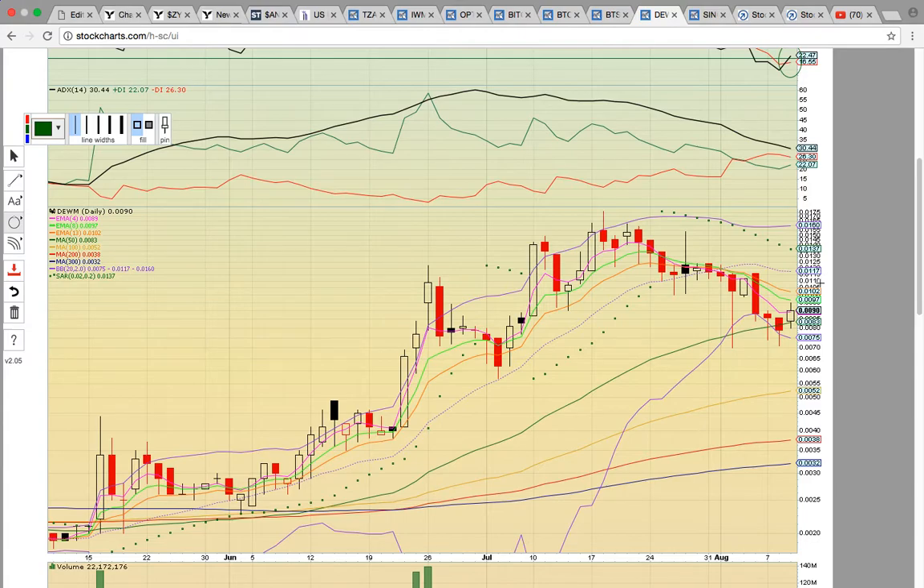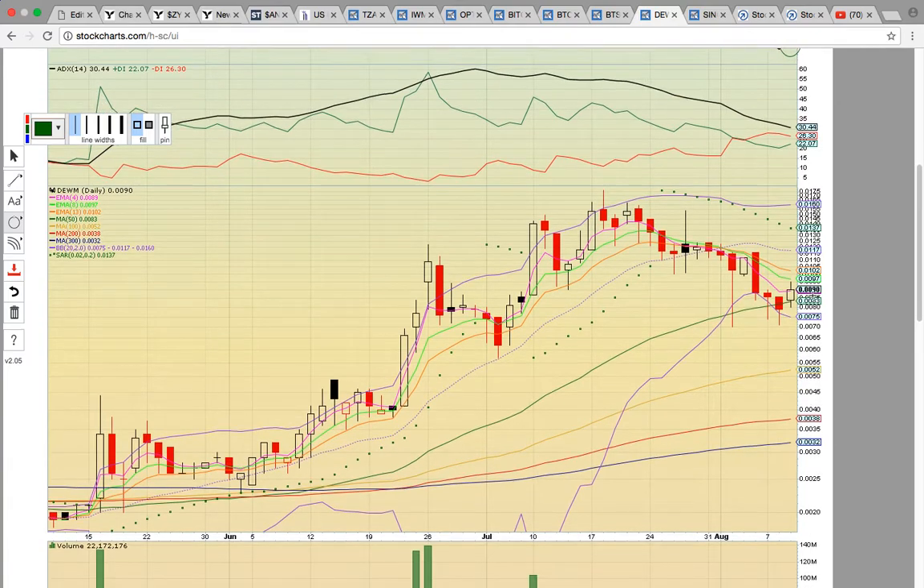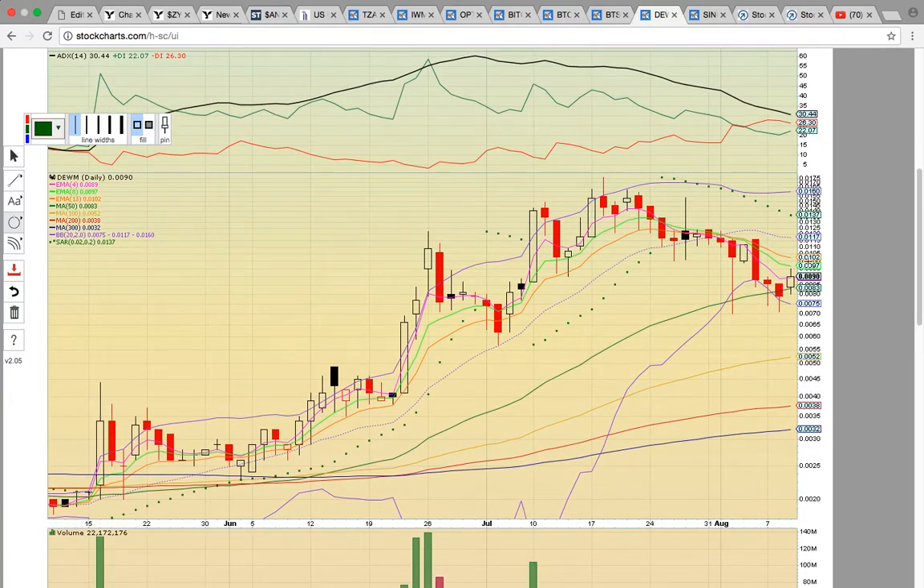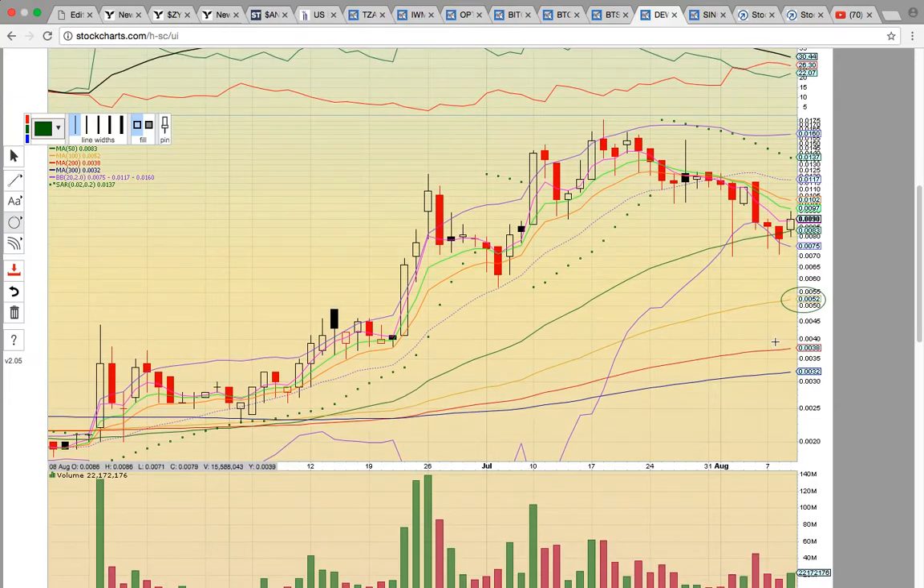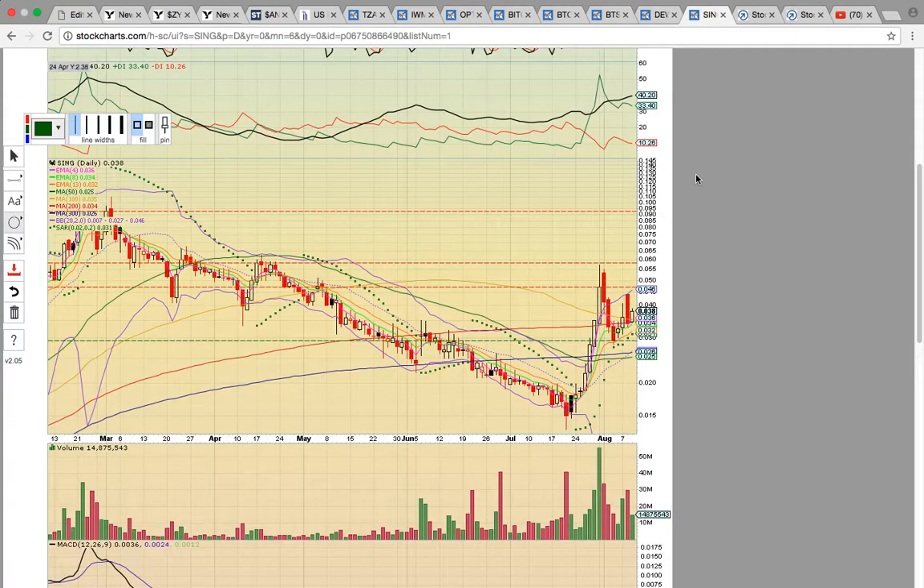Okay, so it had a nice move today. It's trying to head higher. We're going to see if it can. Going forward, candles forming above the 50-day simple moving average are going to signal more upside potential. If there's a close below and it turns into resistance, you could see a big drop down here to 0.0052. So keep an eye on DEWM.